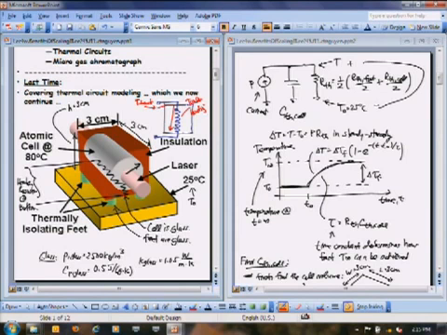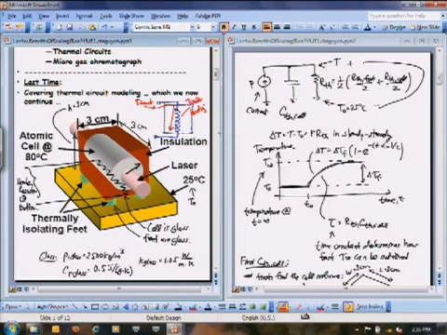And so I equated this to a circuit last time, and I reduced it to this. It all reduces to a very, very simple circuit where the total thermal resistance in this whole piece of hardware turns out to be 1/2 the thermal resistance of a foot divided by 2 plus 1/2 the thermal resistance of the cell.